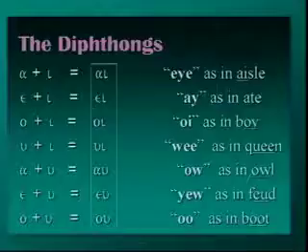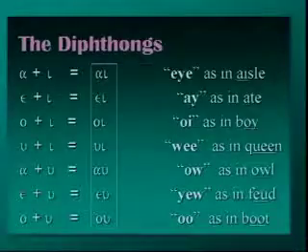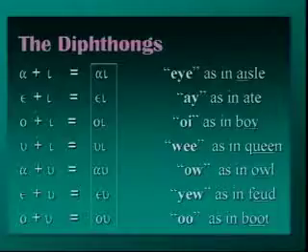Notice also that many of these diphthongs in Greek correspond to diphthongs in English. We already saw the alpha iota diphthong, corresponding to the English word for isle.